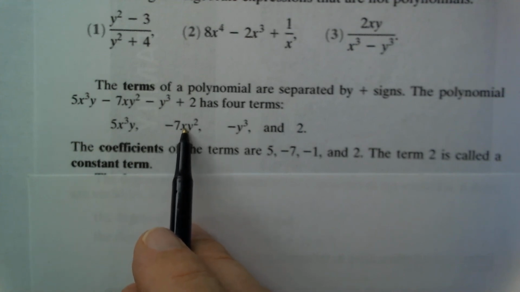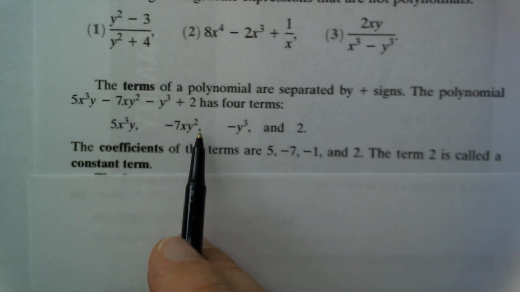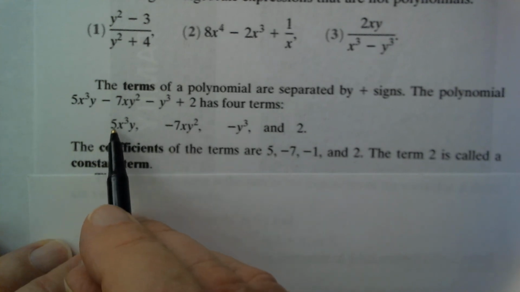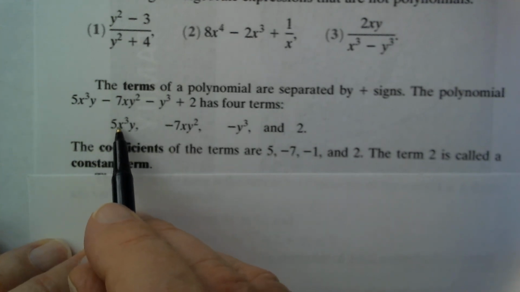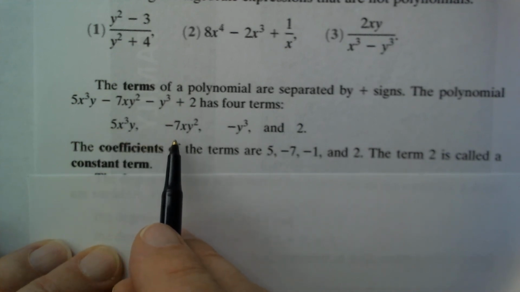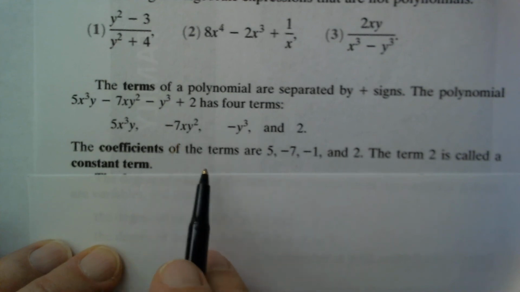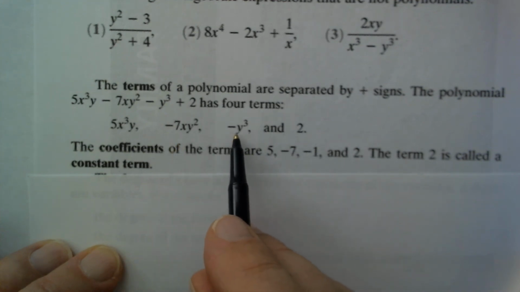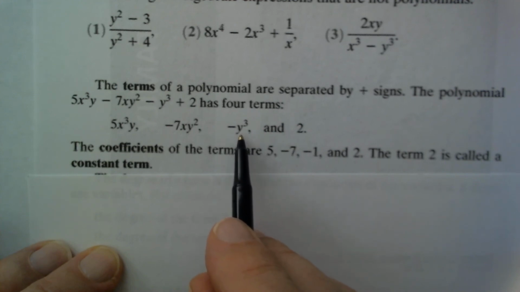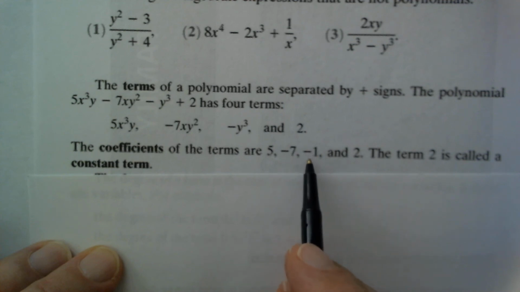Minus 7xy squared. And remember that it really means minus 7 times xy squared, or 5 times x to the third y. So it's implied multiplication. So we can say that the coefficient is a number that multiplies the variables, or the variable. Here, this one is a little bit tricky, but think of it as a minus 1. Minus 1 times y to the third. So minus 1 is the coefficient.